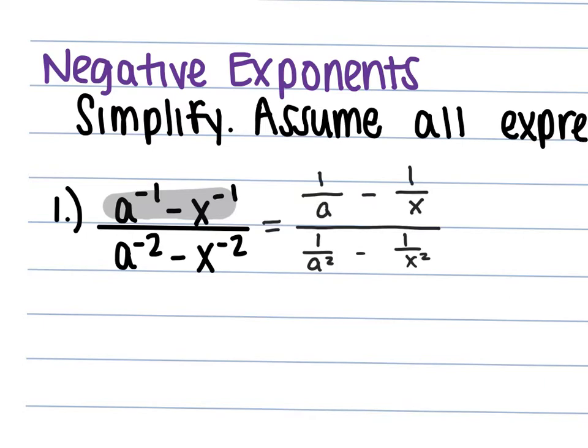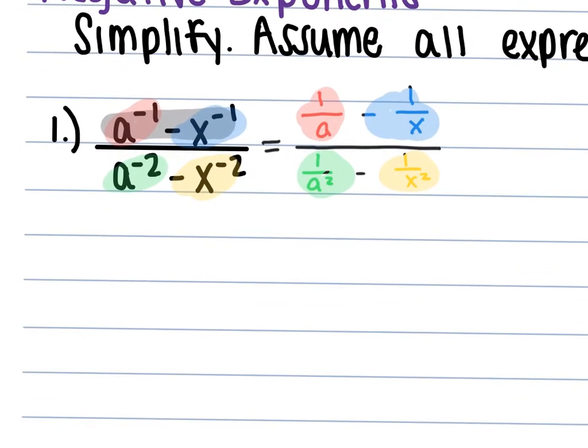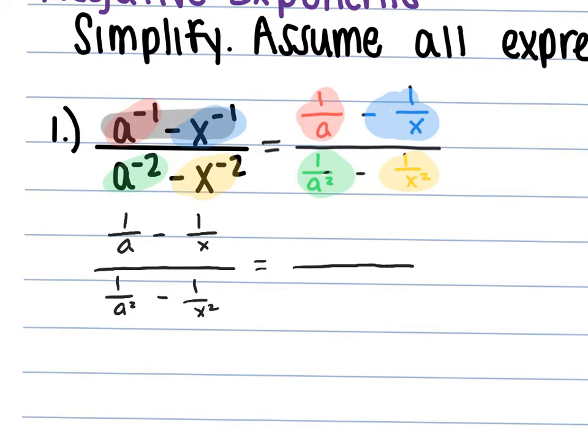So this became this, this became this, became that, and this became that. The reason I'm doing that is because now I know this is just like we did yesterday. It's no different at that point. If I look at it as 1 over a minus 1 over x all over 1 over a squared minus 1 over x squared, then all I need to do is come up with a common denominator on top, combine them, common denominator on bottom, combine them, and then we'll work through this.